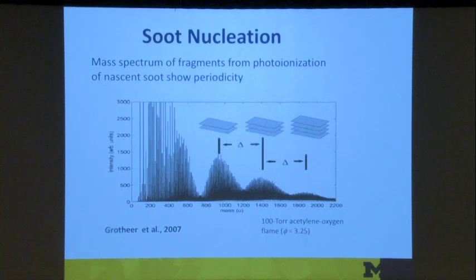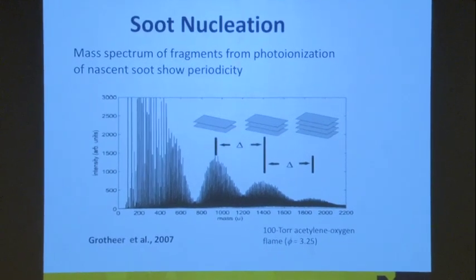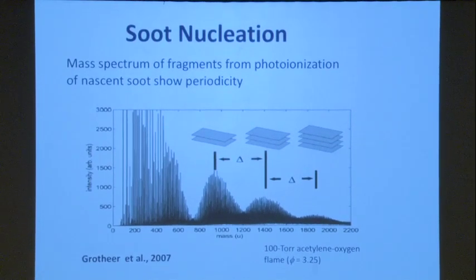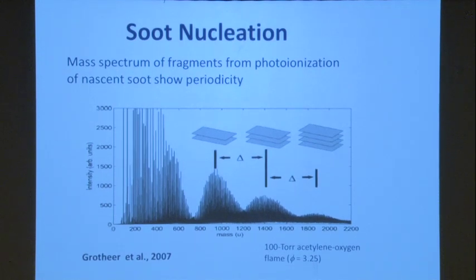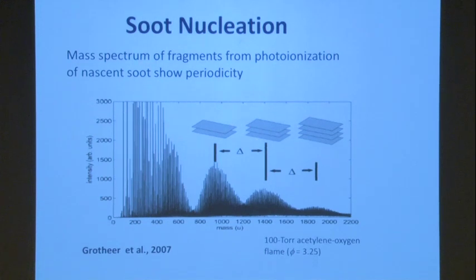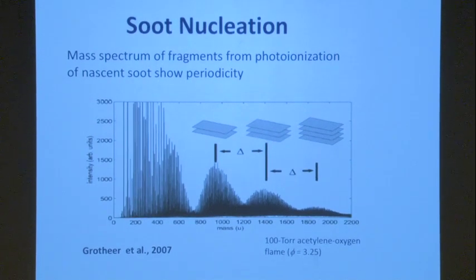The last slide that I want to show you is additional information from the experiment. You have the mass spectrum of fragments from photoionization of soot. This is work published in 2007, on an acetylene oxygen flame. What you see is that the intensity of these peaks can be assigned to some kind of stacking of PAHs. So at this point, the question is, once you have this pyrene, for example, this PAH, how do they grow? How do they become bigger?